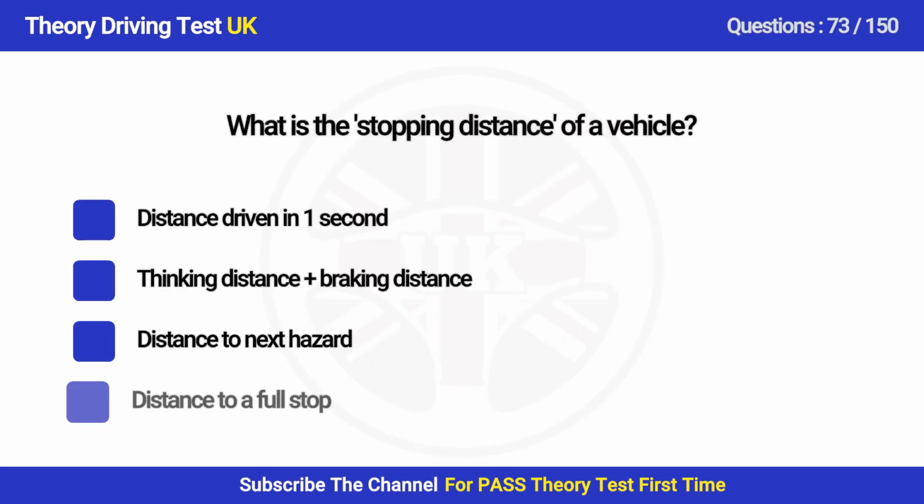Question 73. What is the stopping distance of a vehicle? A. Distance driven in 1 second. B. Thinking distance plus braking distance. C. Distance to next hazard. D. Distance to a full stop.